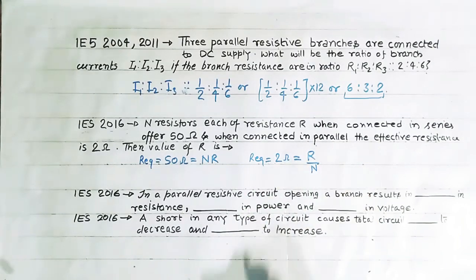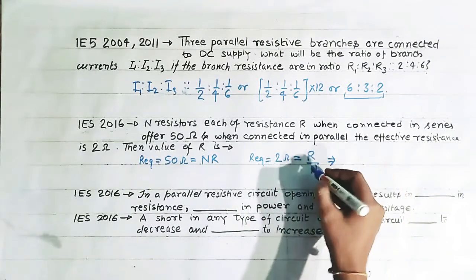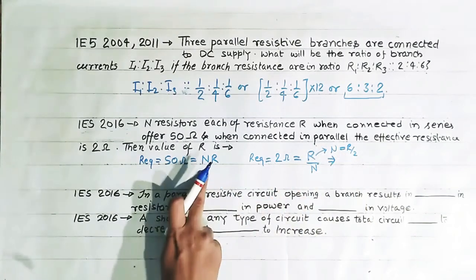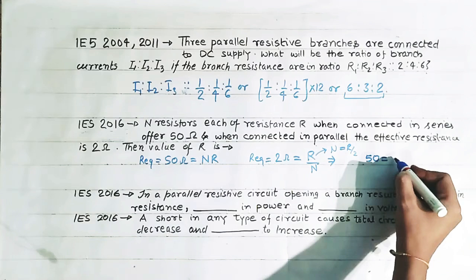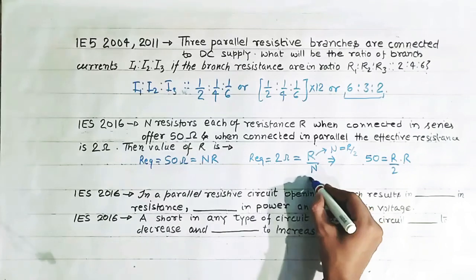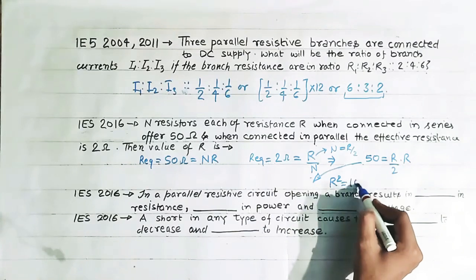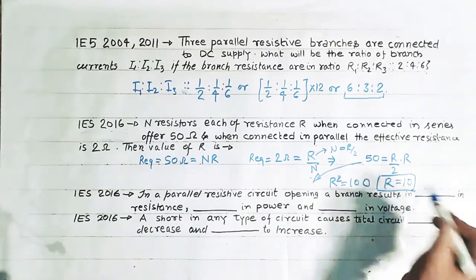I already told you, when n equal resistors are connected in parallel, the equivalent resistance is equal to R by n. So from this we can say that n is equal to R by 2. Now when we put n equal to R by 2 here, we get 50 is equal to R by 2 times R. So from this we get R square is equal to 100 and R is equal to 10. So the value of resistance is 10 ohm.